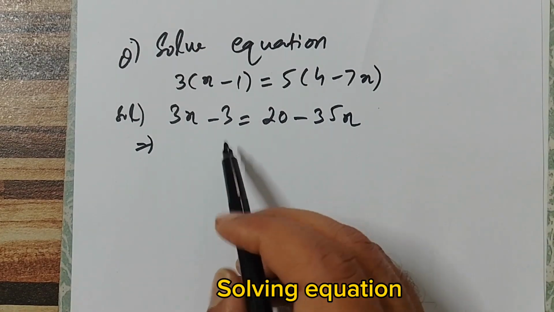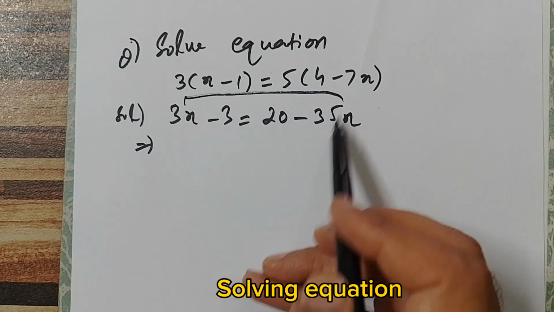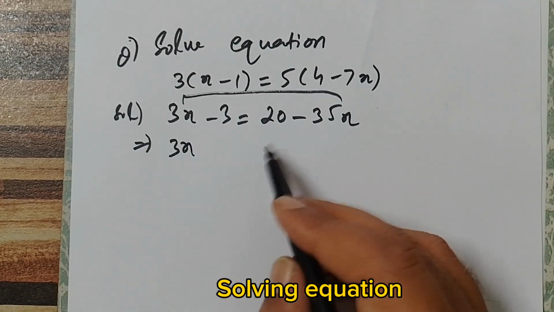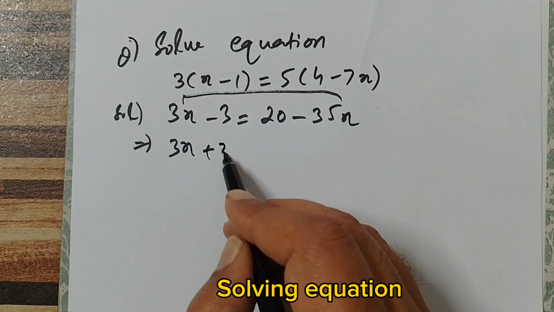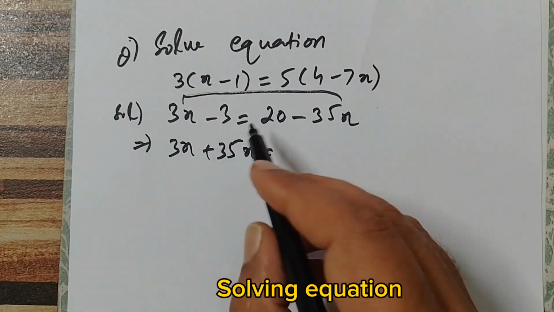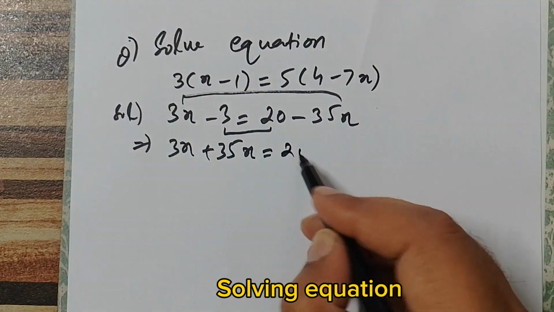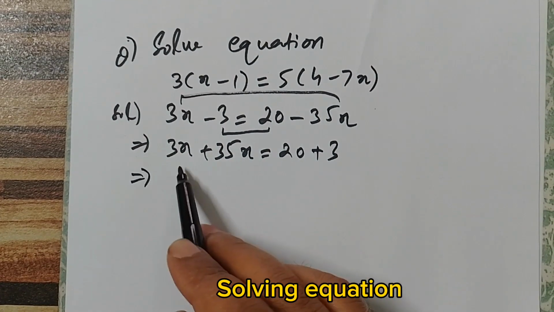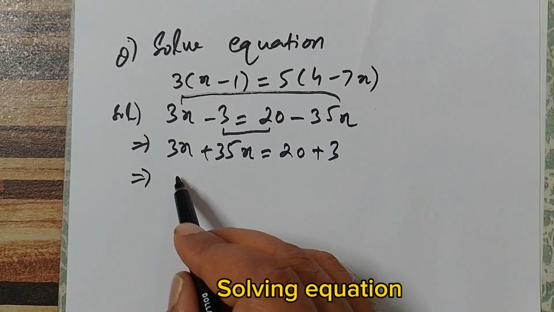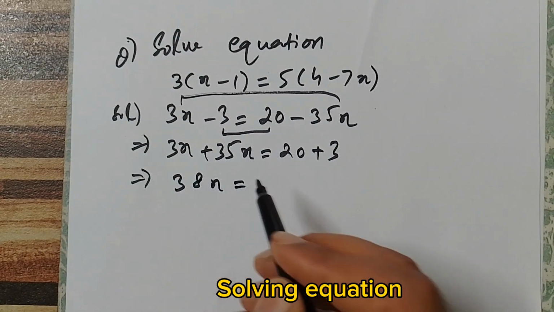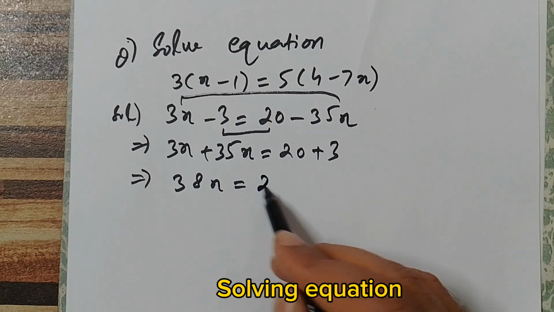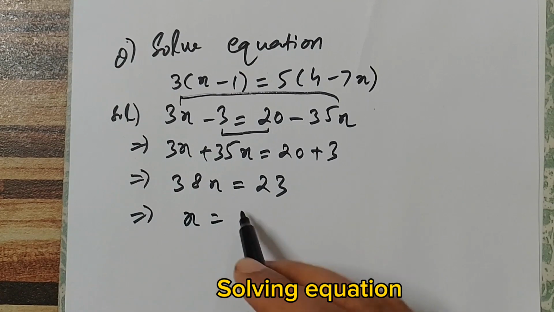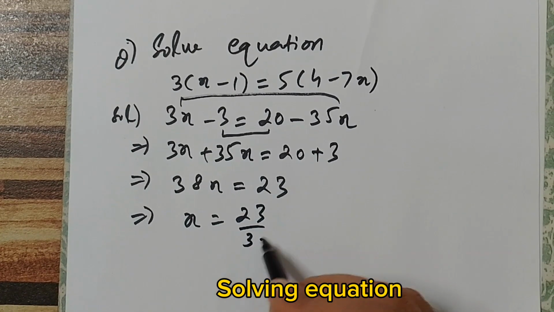Now we combine the terms containing x. So 3x and minus 35x, if they are combined, this minus 35x will be brought to the left side. It will become plus 35x, and this minus 3 is combined with this 20 as they are like terms. Now 3x and 35x is equal to 38x, and the right side becomes 20 plus 3 equals 23. So if I shift this 38 to the other side, it will become 23 upon 38.